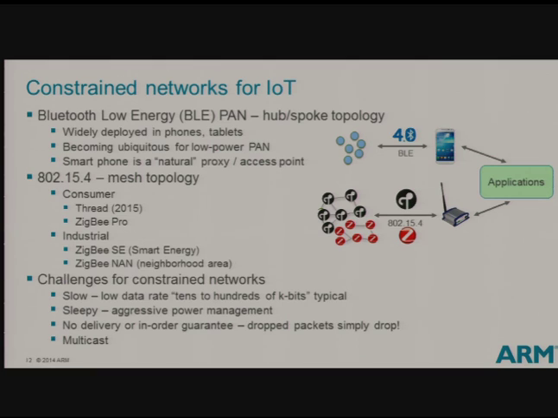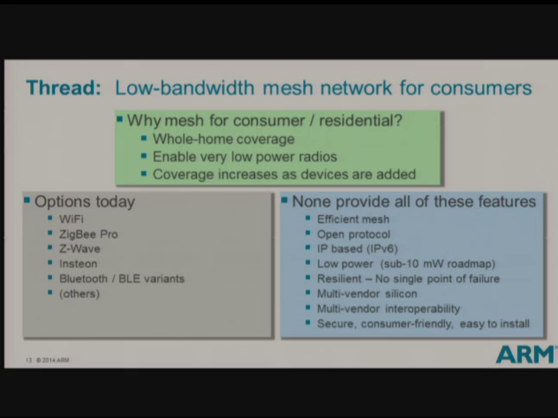The challenges for these constrained networks: they're slow, they're sleepy, in-order packet delivery is not guaranteed, they drop packets all the time, the nodes are asleep most of the time, and they have problems with multicast. Other than that, they're perfect. So let me say a few words about Thread, just a few. This is not a talk about Thread, I just wanted to mention it because we get questions about it all the time. Why do we need Thread?